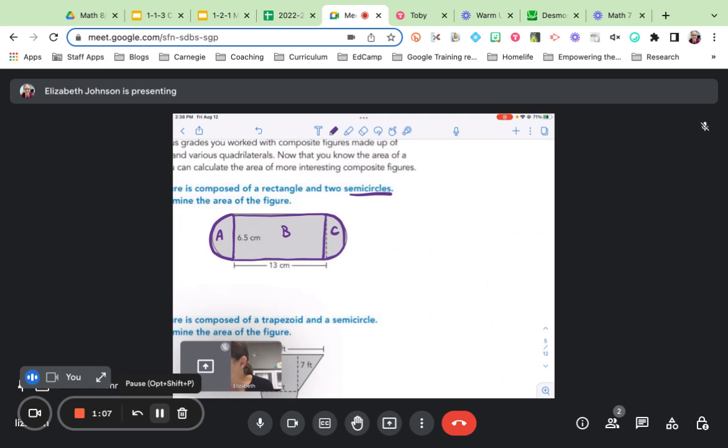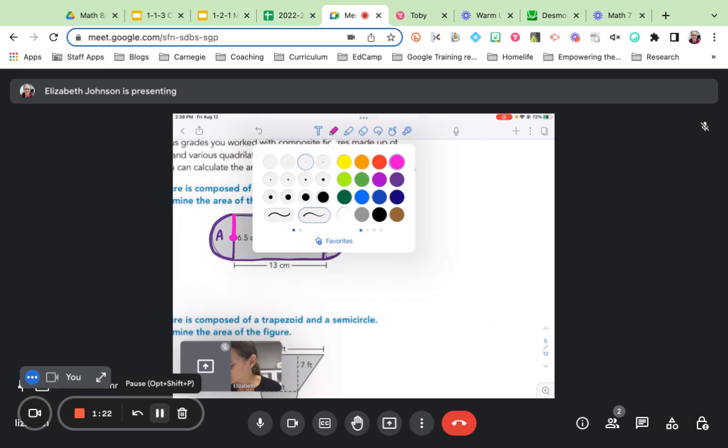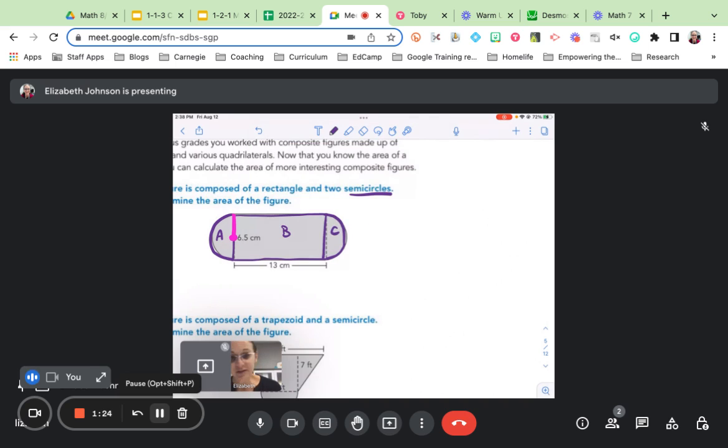So let's look at A. I know that it is half of a circle, and I know how to find the area of a circle. I know that in order to do that, I'll need to know the radius. So I'll need to know how far it is from the center of the semicircle to the semicircle. I am given the diameter here. I'm given the distance all the way across. So if I'm going to use the formula pi r squared, that would be the area of the circle. I am going to need to first find the radius.